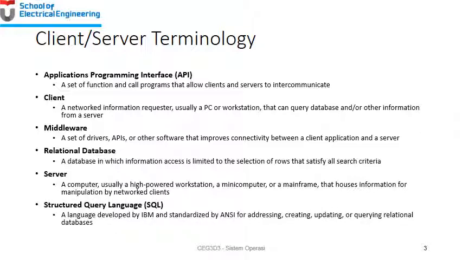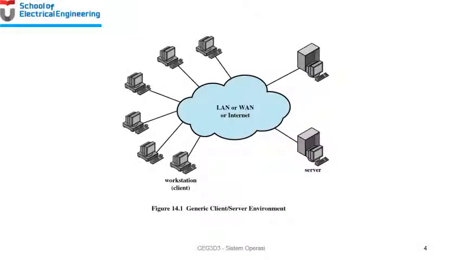Client or server terminology. Application Programming Interface, or API, is a set of functions and call programs that allow clients and servers to intercommunicate. This is the picture of a generic client or server.